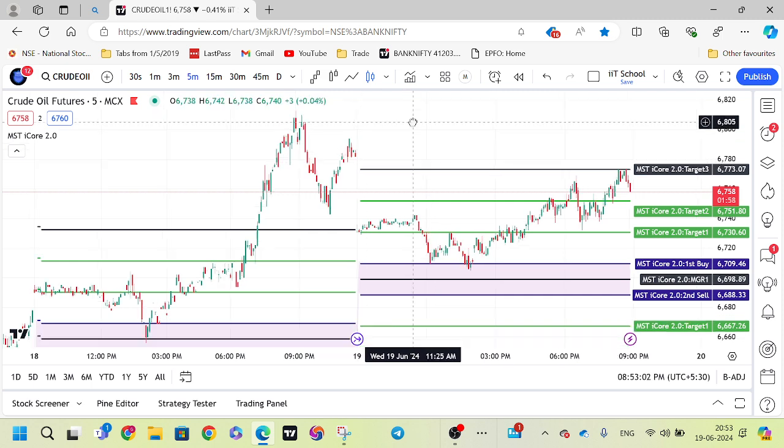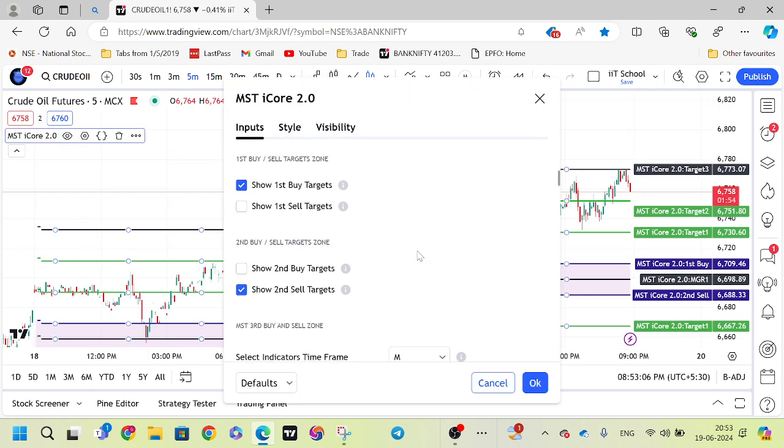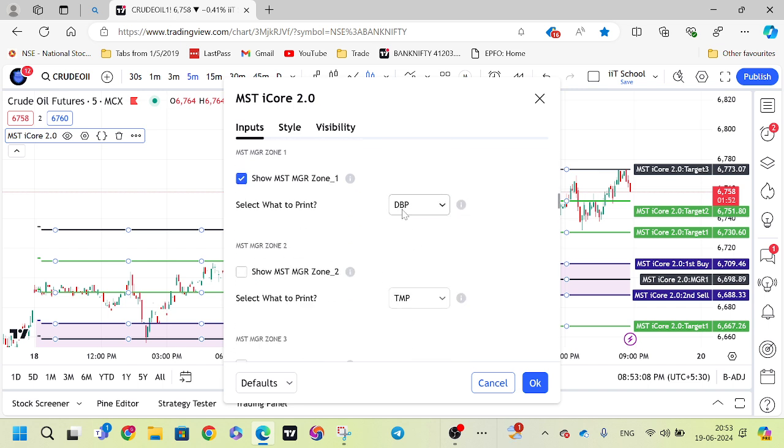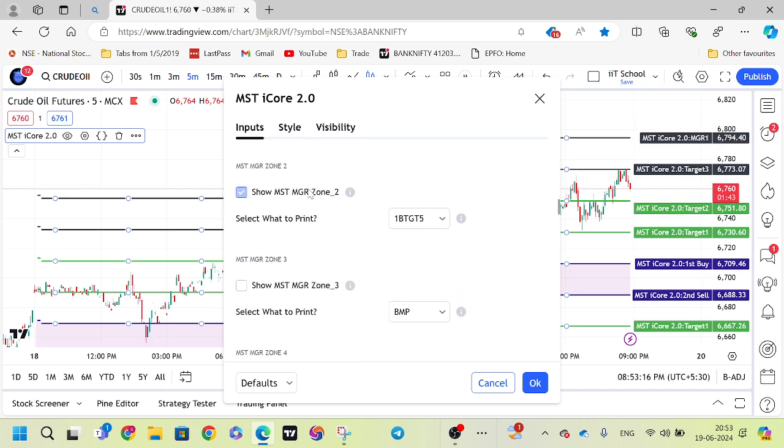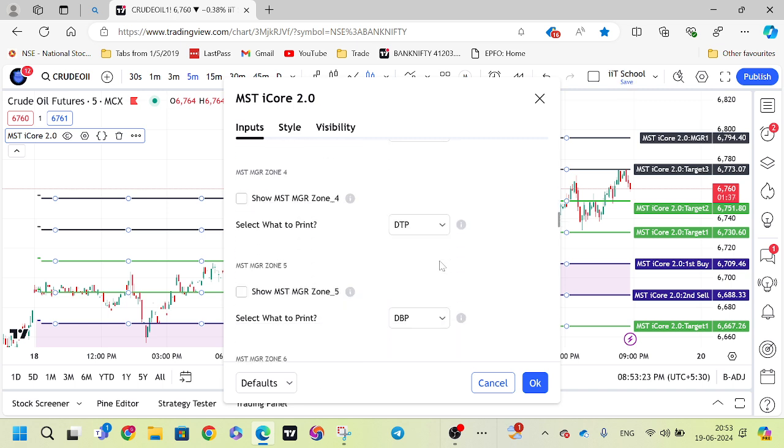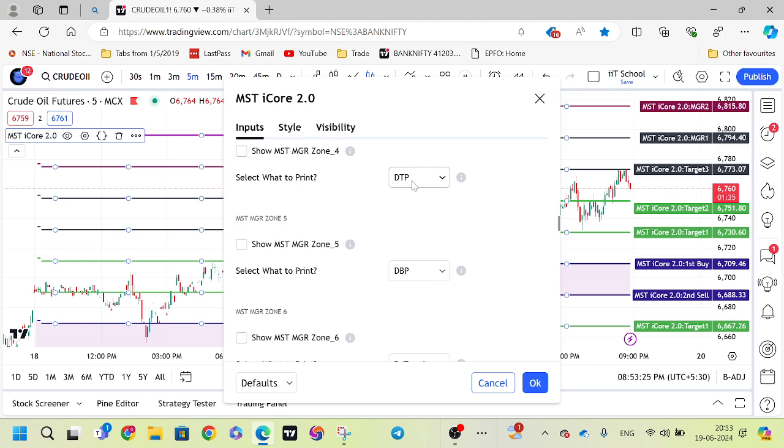So where can you enable the extra targets? We have given the options here. In the MGR section you can enable first buy target 4, first buy target 5 and first buy target 6, that also you can enable. This DTP is the top midpoint and DVP is the bottom midpoint.